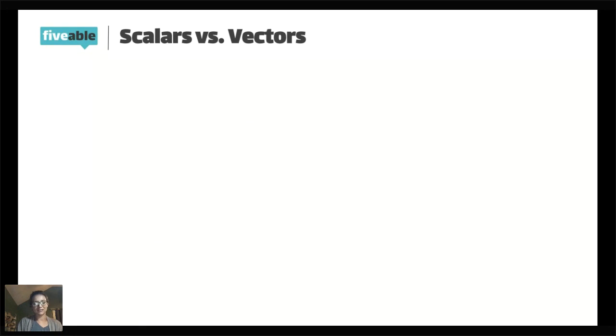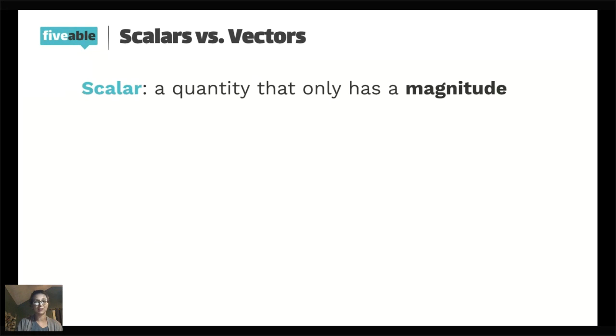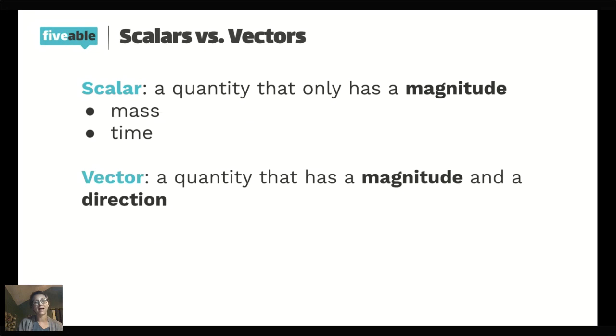Scalars versus vectors. Okay, so this might be something you've already covered if you've taken a physics class before, or if your class has been going for a little bit, depending on when you started school. The difference between a scalar and a vector. A scalar is a quantity that only has a magnitude, or only has a size. Some examples of scalars would be mass, and time would also be a scalar. And a vector, to contrast, would be a quantity that has both a magnitude and a direction.